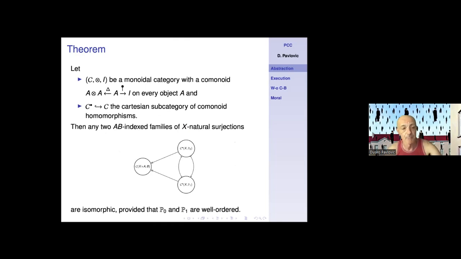So here's the theorem. You've got the symmetric monoidal category. Whenever I say monoidal, I mean in this context a symmetric monoidal category, and we even strictify it with a comonoid on every object. So this is my data services.